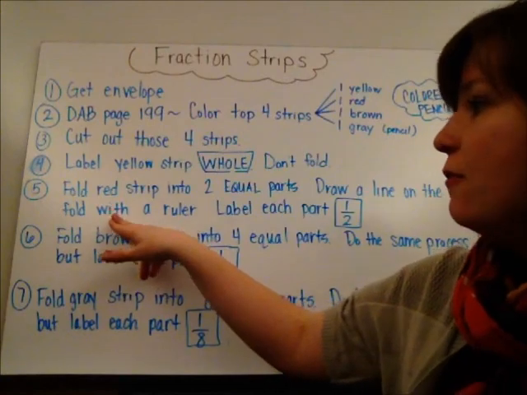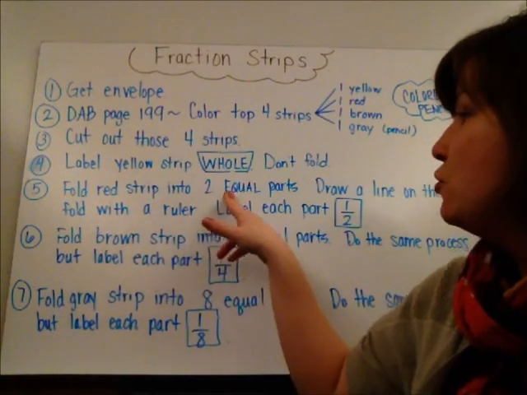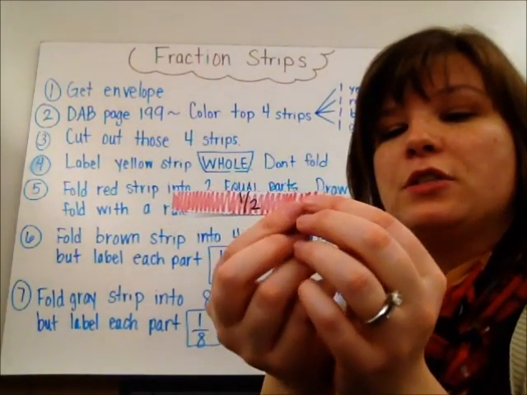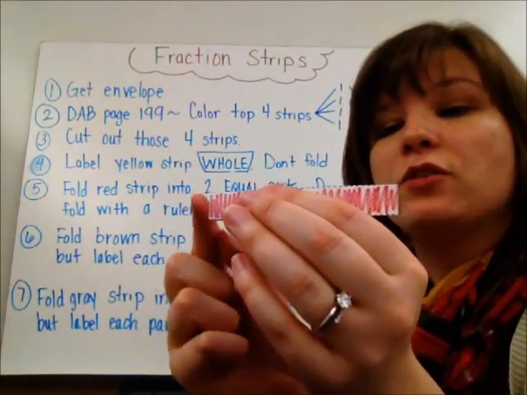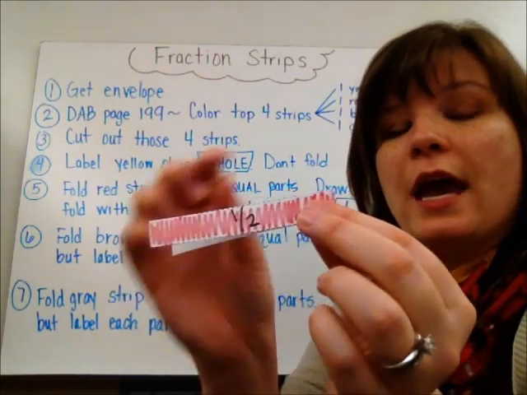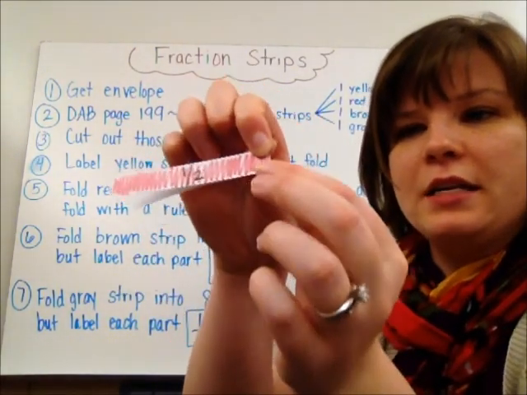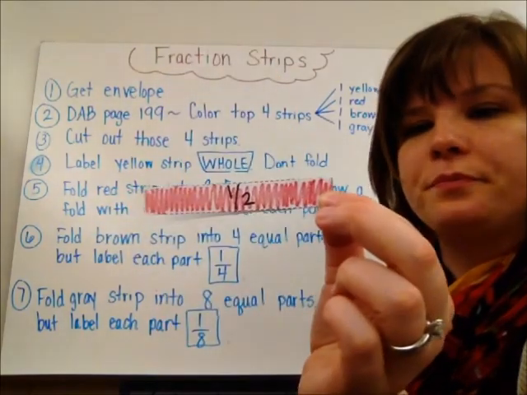Number 5, fold the red strip into 2 equal parts. So I take my red strip and fold it into 2 equal parts. I want to make sure they both line up on this edge. And then when I fold it, I want to run my fingernail down the side to make a nice crisp edge on that.